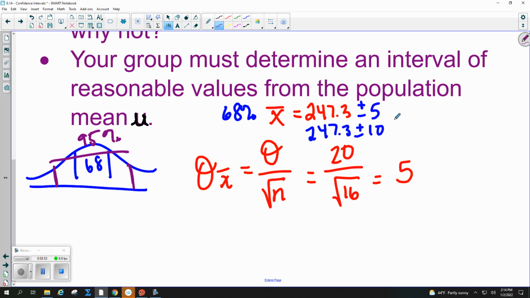All right, so we could say, well, maybe the true mean is between 237.3 and 257.3. All right, and yes, we could also do 15, and then we would be 99.7% sure of ourselves from the empirical rule.